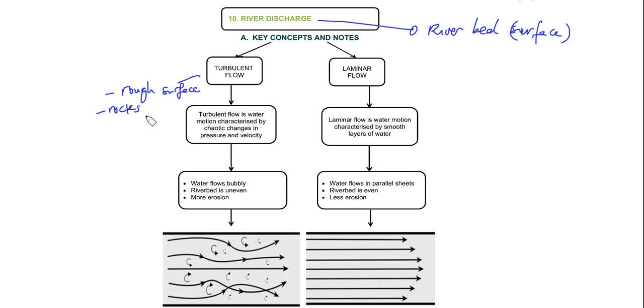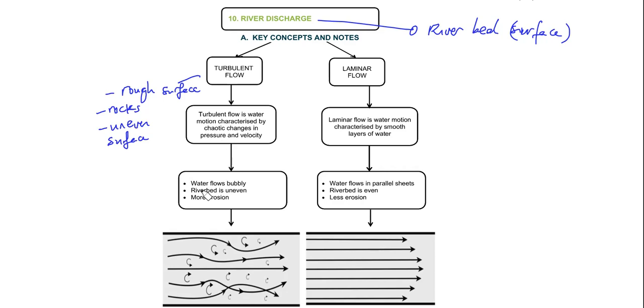We've got the rocks here, and these rocks are the ones that create some blocks in the water, some steps, and it goes on like that. So the surface is uneven. That's what we're talking about when we talk of turbulent flow. Turbulent flow is water motion characterized by chaotic changes in pressure and velocity. So the speed increases, the speed reduces, the pressure of the water also increases. It depends. It changes as you move along the stream.